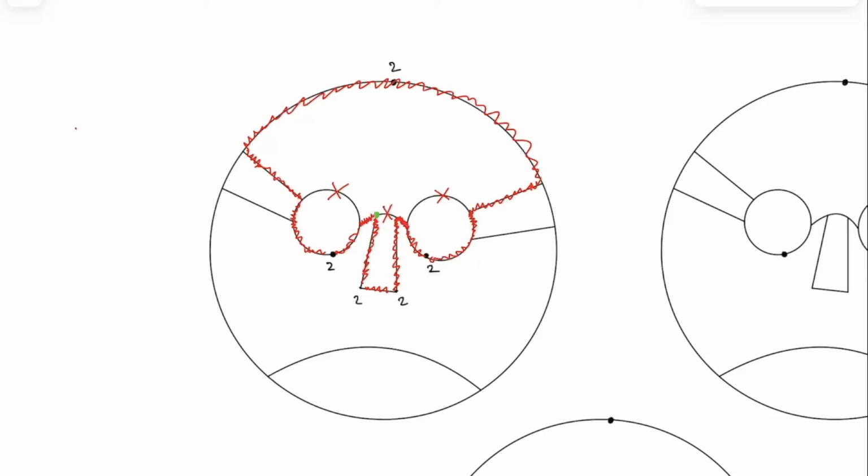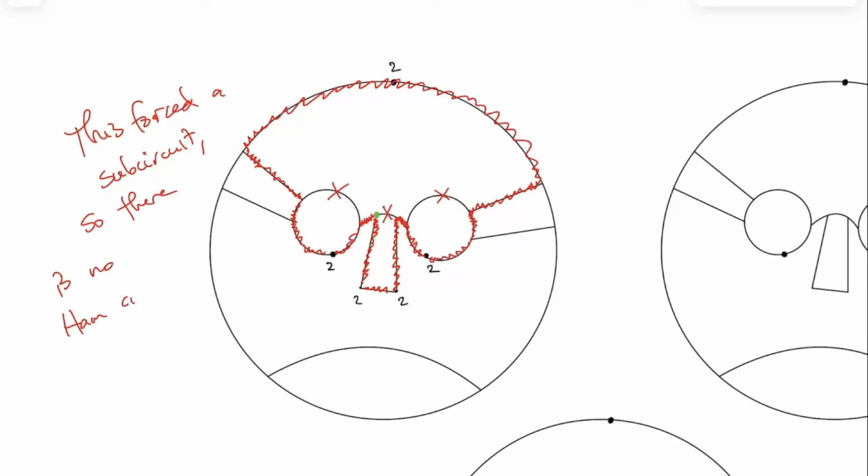That means this forced a sub-circuit. So your conclusion is there is no Hamilton circuit. There is no Hamilton circuit in this graph. All right. It's not really a linear process, right? It's a matter of looking carefully at the edges and deciding certain ones I have to use, certain ones I must not use, right? The inclusions and the exclusions.